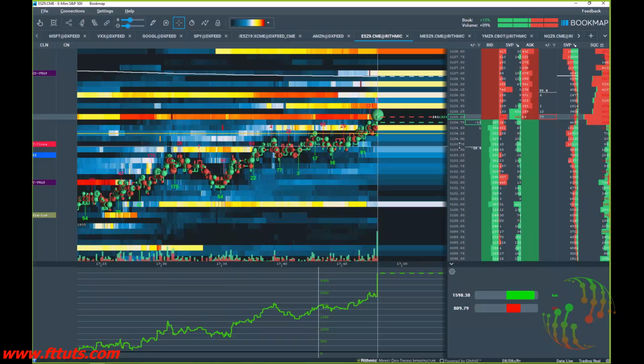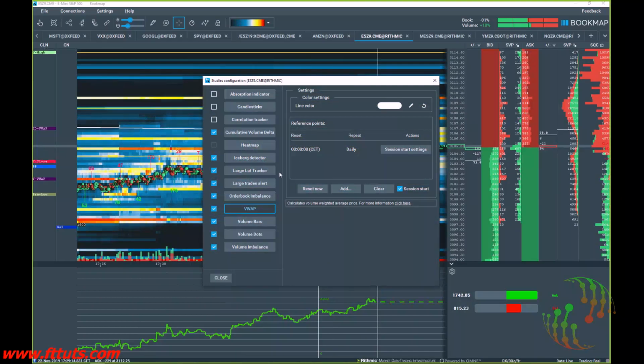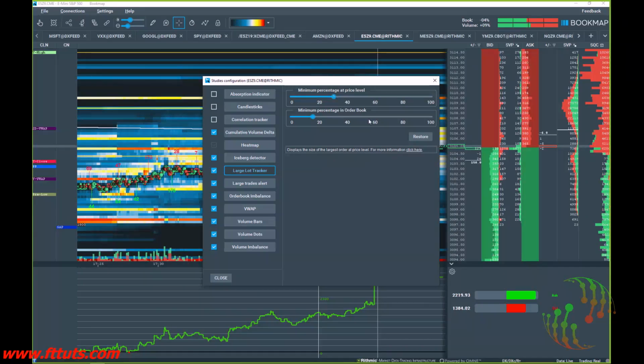It depends on your settings. With the large lot tracker, you can set a percentage. What do you want to see? The lower the percentage, the more vertical lines you have.